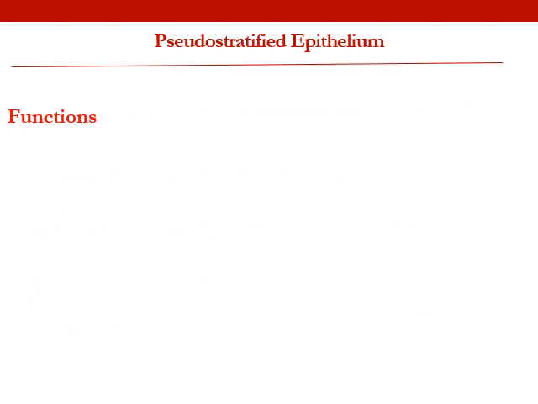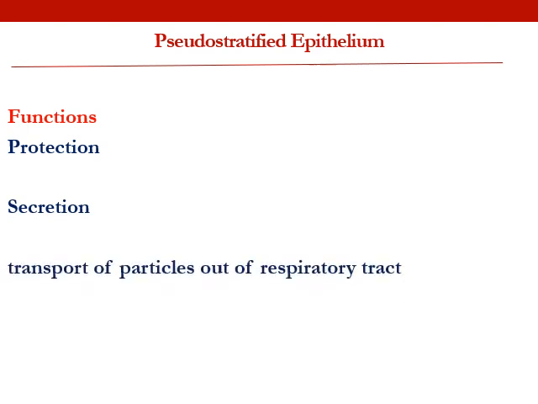The pseudostratified epithelial tissue has many functions, like protection, secretion of mucus by goblet cells, and transport of particles out of the respiratory tract.